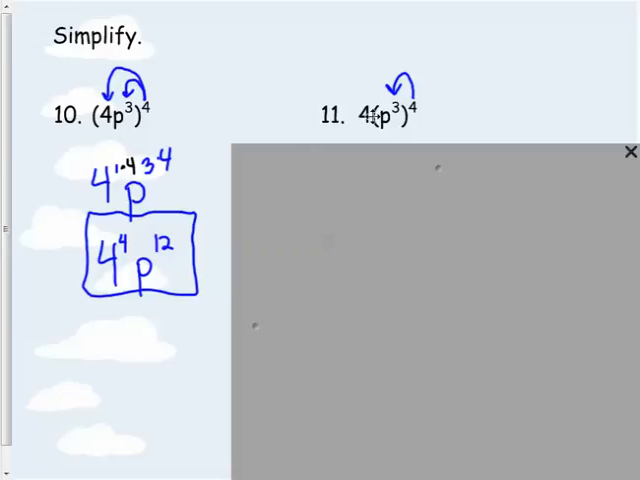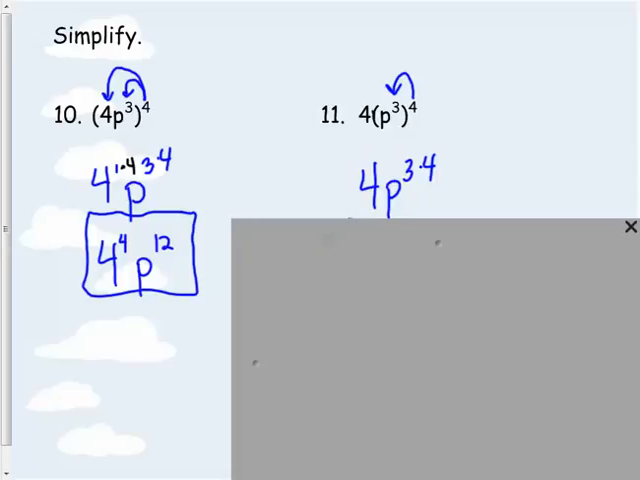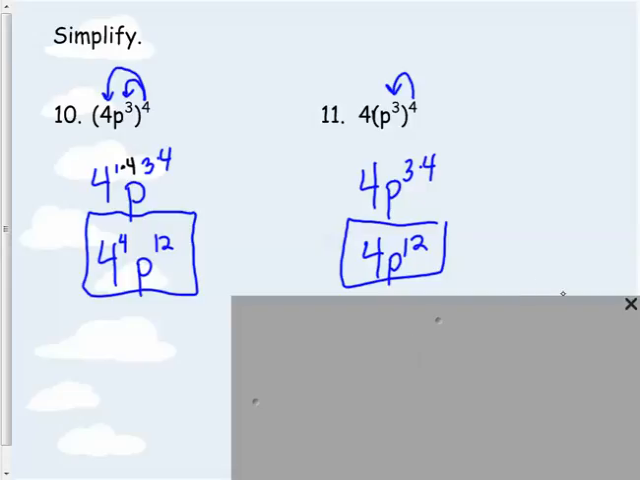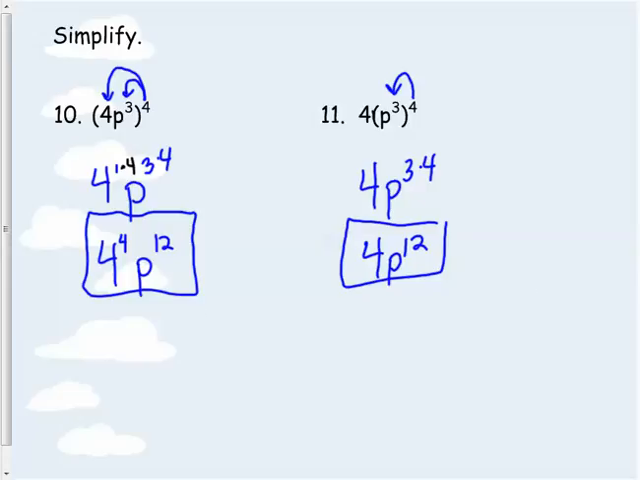Okay, this one's different because the 4 is outside, so it does not have this power attached to it. So really, it's just 4 times p to the 3rd power to the 4th power, which is 4 times p to the 12th power.